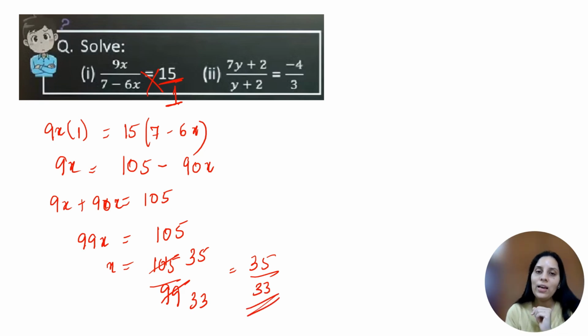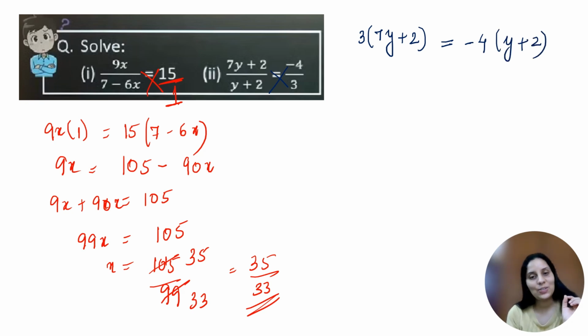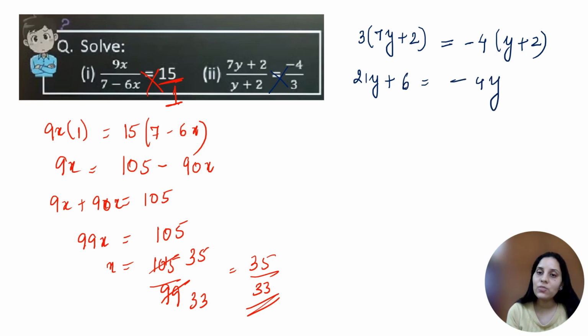Next, moving on. Here, since again we have single terms on both the sides, we will just cross multiply. So 3 into 7y plus 2 is equal to minus 4 into y plus 2. First step, after having the brackets, we will first open up the brackets. 21y plus 3 into 2 is 6. Minus 4 into y is 4y. Multiply the signs. Minus into plus is minus, 4 into 2 is 8.